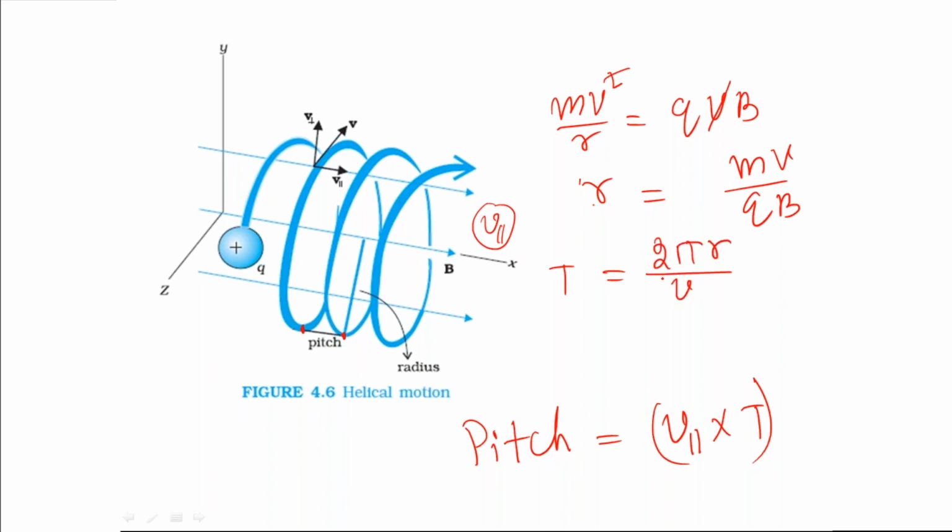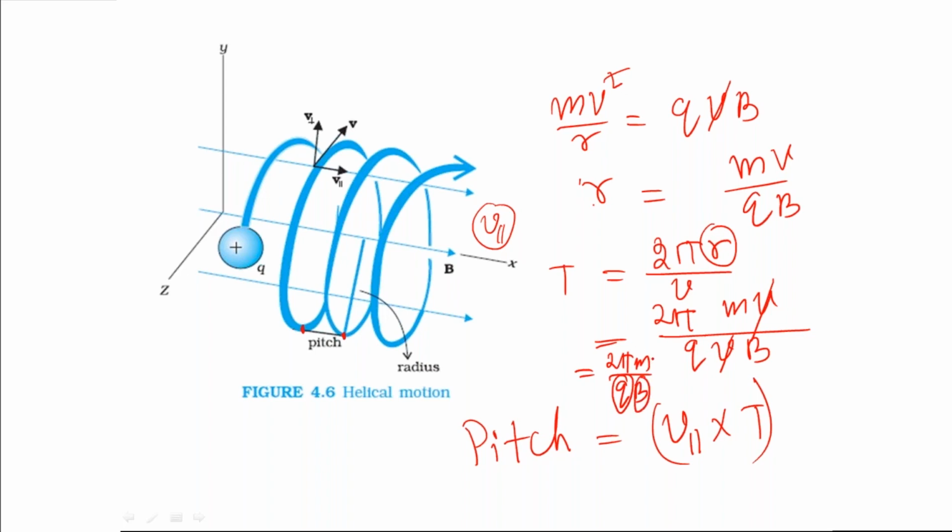So 2 pi, mv by qB, divided by v. So v goes off, and you get 2 pi m by qB. So if you have been given the charge of the particle and the magnetic field in which the charged particle is moving, and you know the mass of that particular charged particle, then you can find the time period.